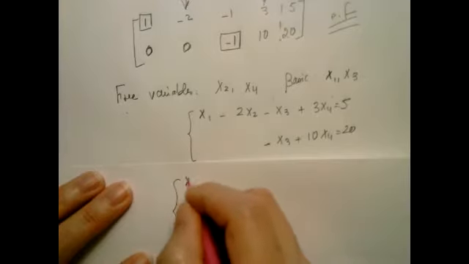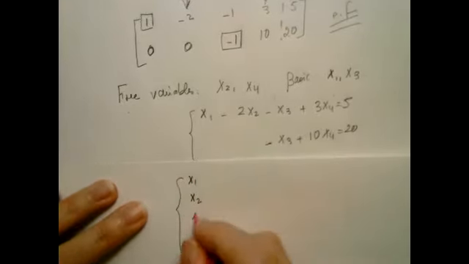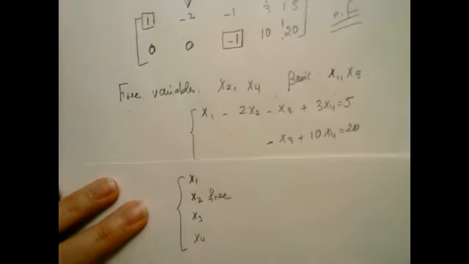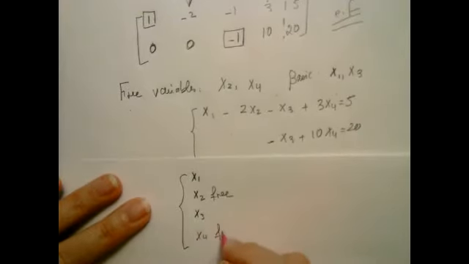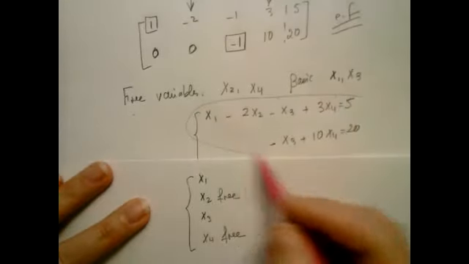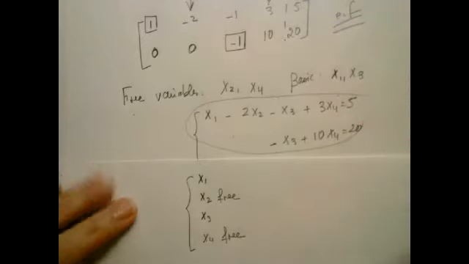So the way we write them is x1, x2. Watch carefully how I write the solutions. Now this is free. I write next to it free. This is free. I write next to it free. And now I'm going to use the system that corresponds to the echelon form, to be able to express the basic in terms of the free.